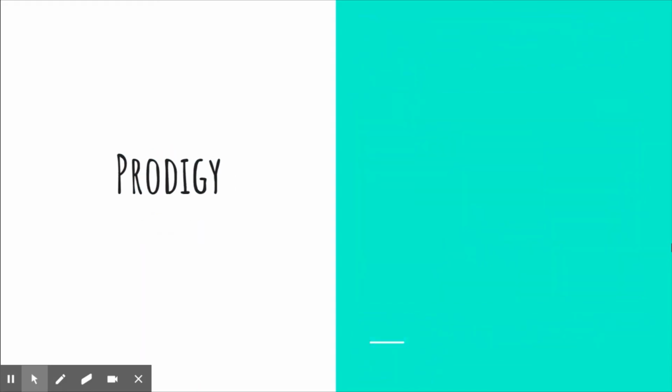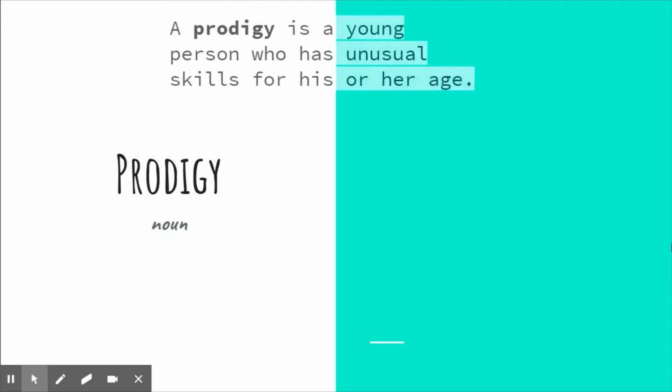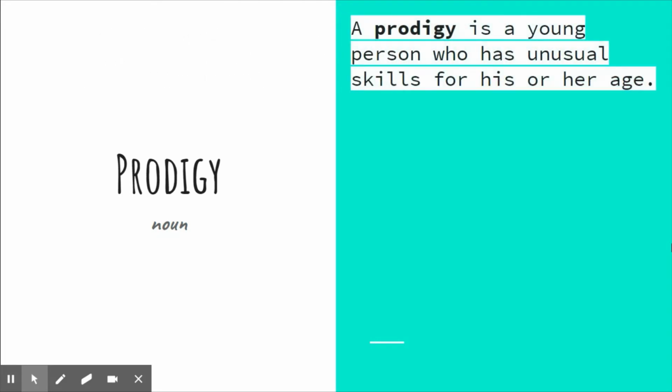Let's say that word. Let's say prodigy. Good. One more time. Prodigy. And prodigy is a noun. So a prodigy is a young person who has unusual skills for his or her age. Let's read that definition together. A prodigy is a young person who has unusual skills for his or her age.